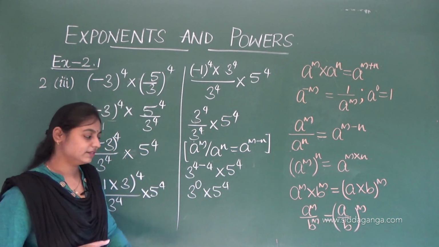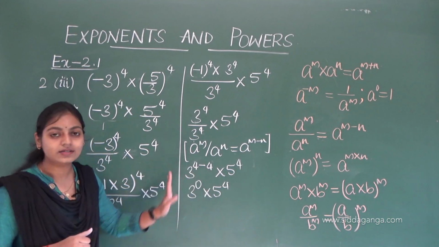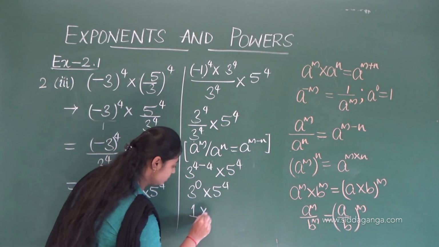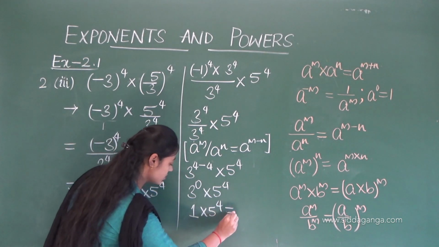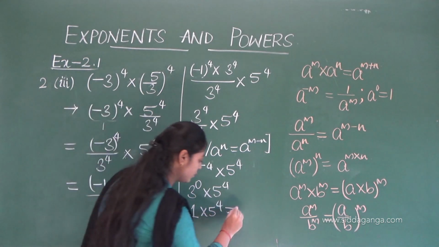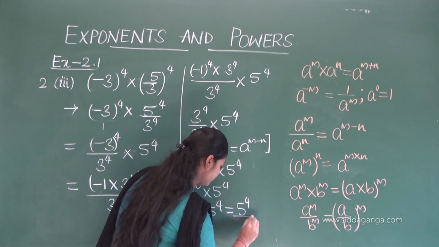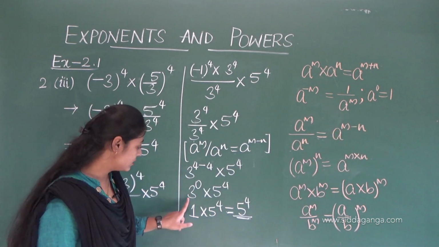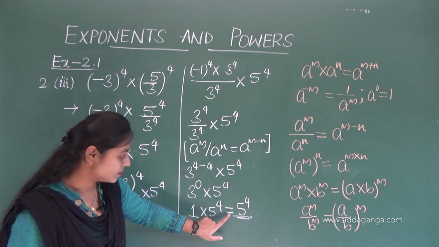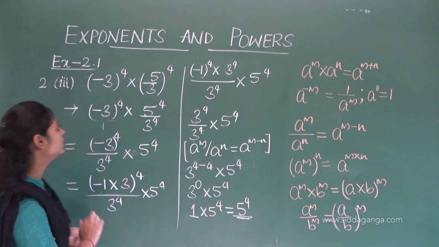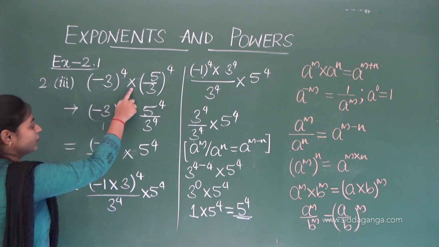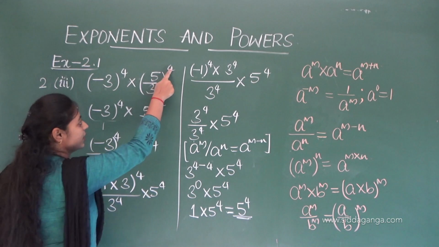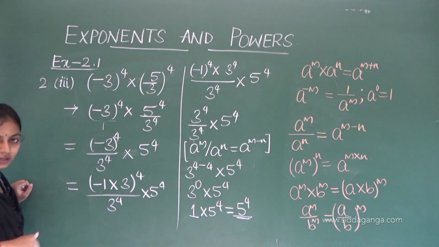We said in the last class that whatever the base, if the exponent is 0, the answer is 1. So 1 into 5 power 4. 1 into 5 to the power of 4 is 5 to the power of 4. In general, a power 0 is equal to 1, that is 3 power 0 is 1, into 5 power 4 is equal to 5 to the power of 4. So first, (-3) whole power 4 into the exponent here applies to numerator and denominator, that is 5 raised to the power of 4 divided by 3 raised to the power of 4.